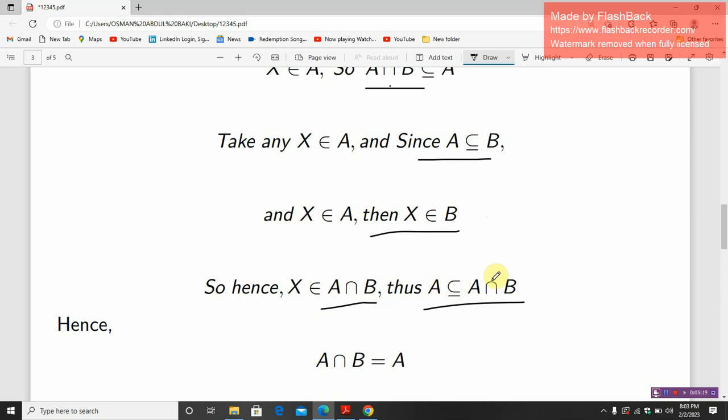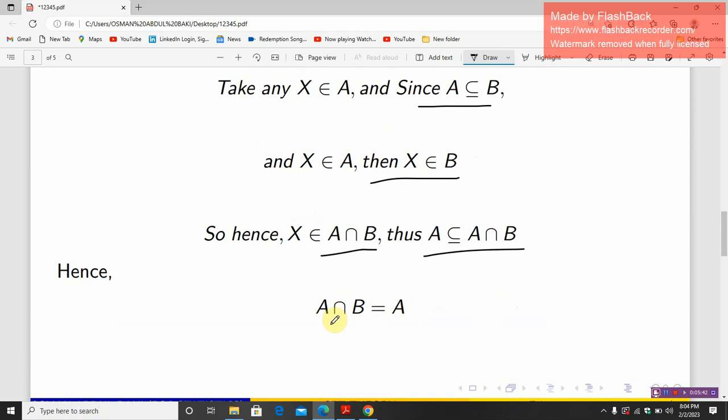can be found in the intersection of A and B, or that element which is in X is the same as those elements which we can find in A intersection B. Remember, A intersection B is the elements which are common in both sets, both in set A and set B. So hence A intersection B is equal to A.